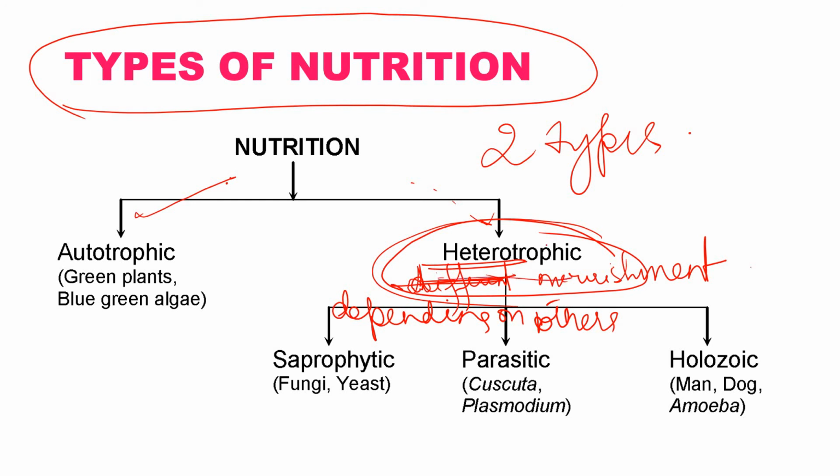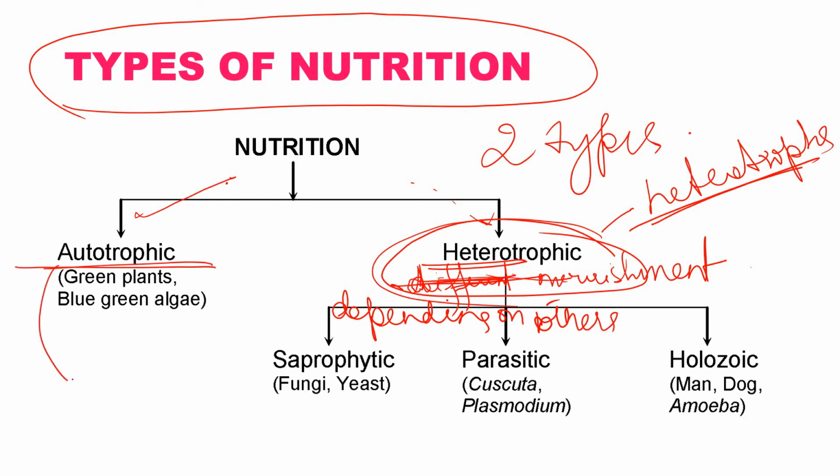And whichever organisms take in food by heterotrophic nutrition are called heterotrophs. Okay, and those organisms which take in food by autotrophic nutrition are called autotrophs. Okay, I hope till this much it is clear what is autotrophic nutrition.